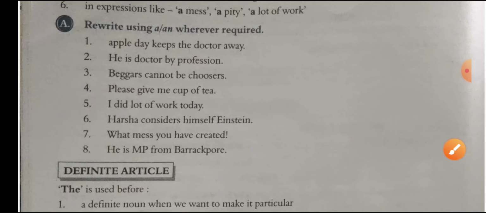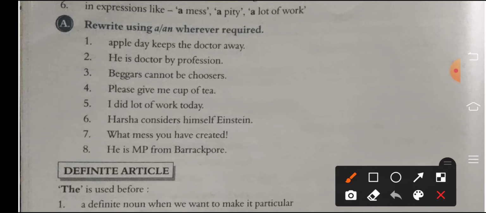Next is question number 4. Please give me cup of tea. So you have to first locate the noun, that is cup. Tea is also a noun, but of is there, so you cannot do it there, right. So please give me, at one place you have to add a cup of. So where will you do it? Here, between me and cup, you will do a cup of tea.